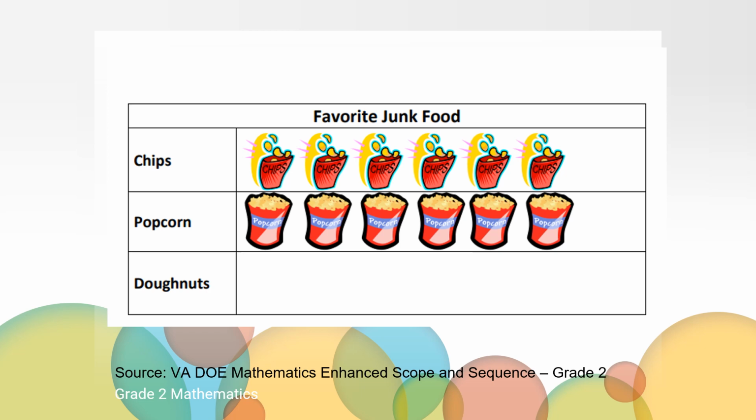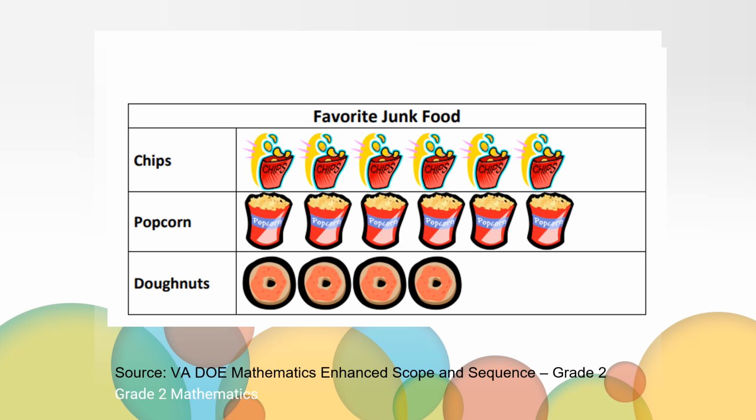There are 6 boxes of popcorn and 6 bags of chips. These 2 categories of junk food are equal, so we could say something like, the same number of people chose popcorn as their favorite junk food as the number of people that chose chips as their favorite. Now let's look at the donuts. What statement could you write about the donuts compared to the rest of the data?